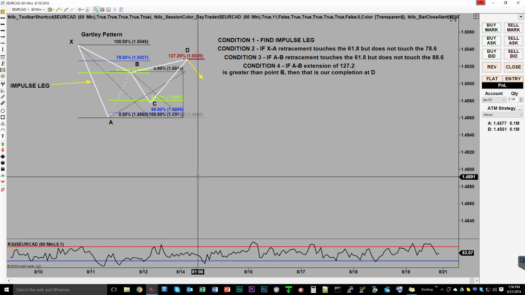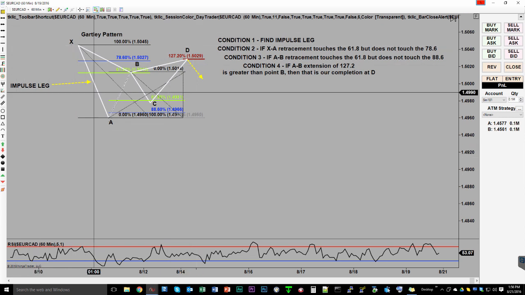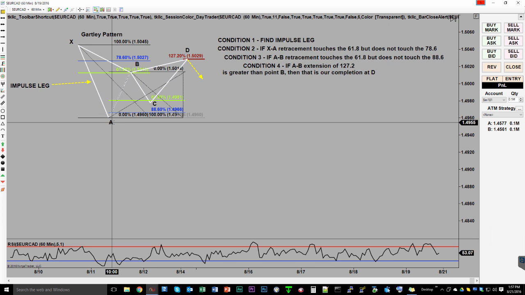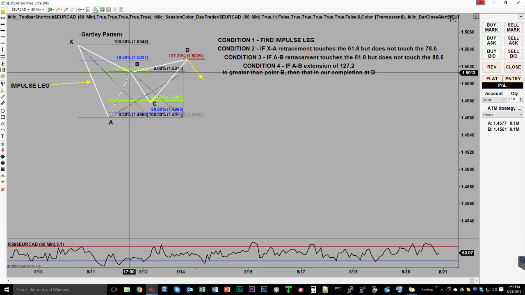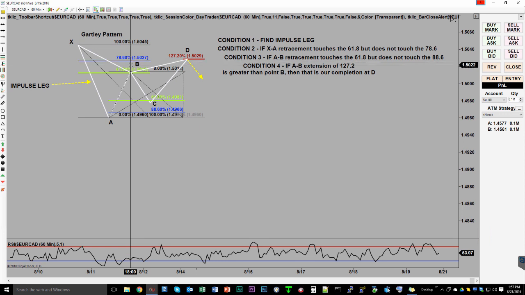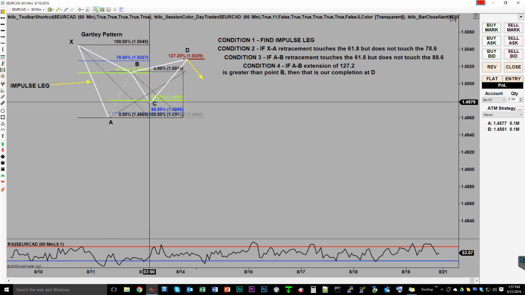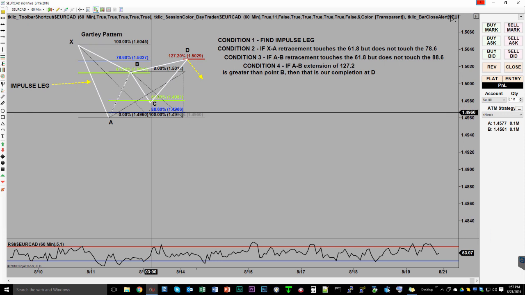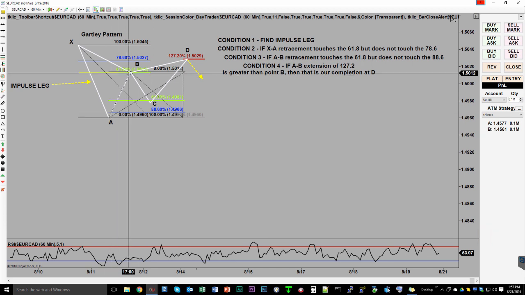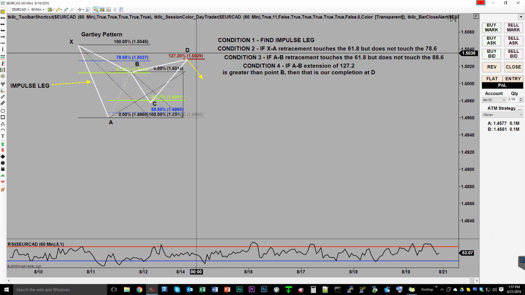So, condition 1, find the impulse leg, X to A. Boom. If the X to A retracement touches the 618 but does not touch the 786, condition 2 is met. We still have a valid Gartley pattern. Condition 3, if the AB retracement touches the 618 but does not touch the 88.6, condition 3 is met. Final condition 4, if the A to B extension of the 127.2 is greater than point B, then that is our D completion.